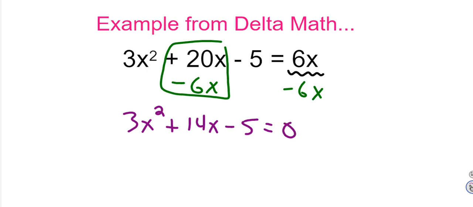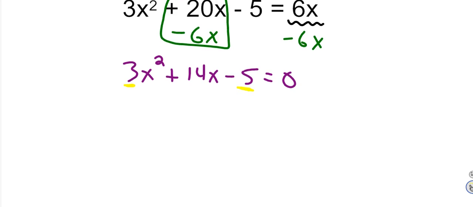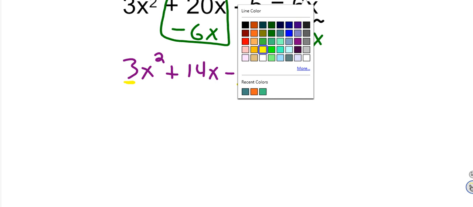This one is going to be easy because this is a prime number, right? So only 3 times 1. This is a prime number, so only 5 times 1. So this should be easier to factor. So I can keep my speedy speed.